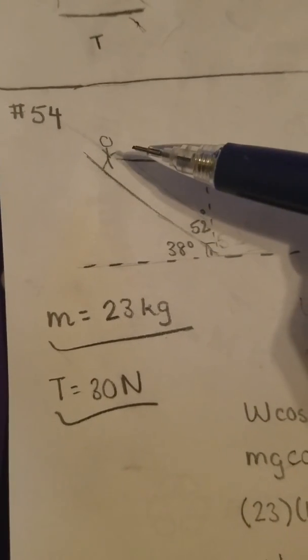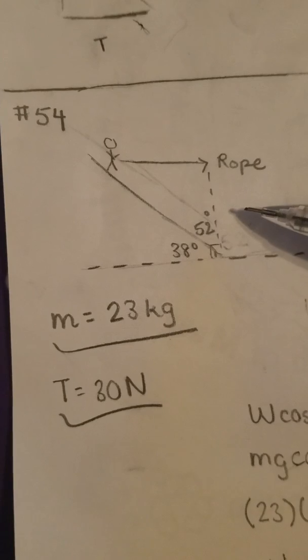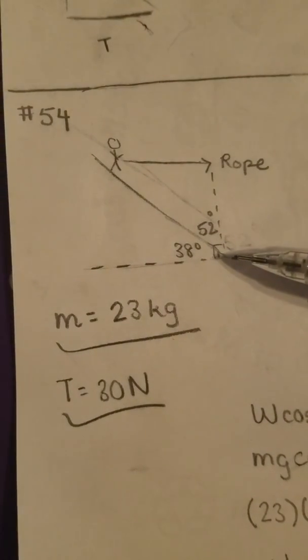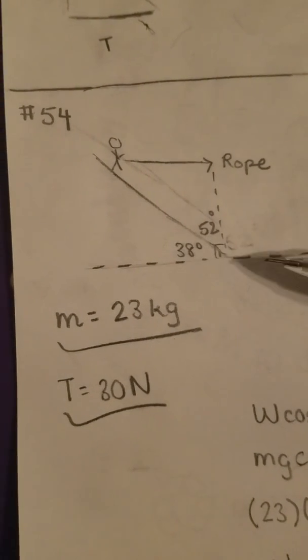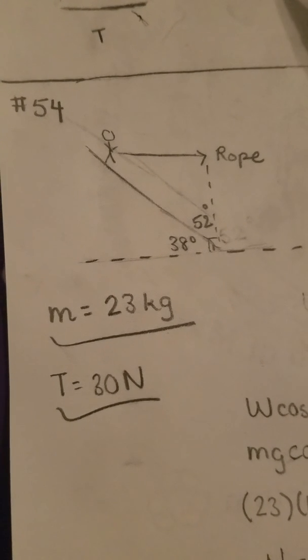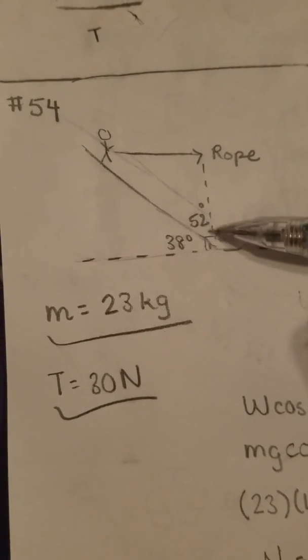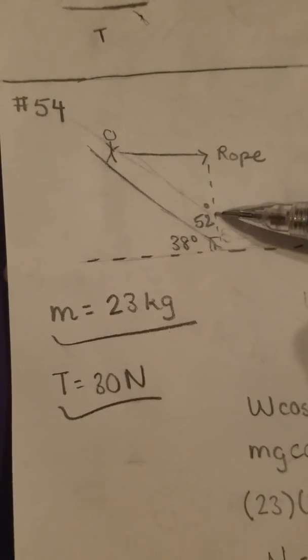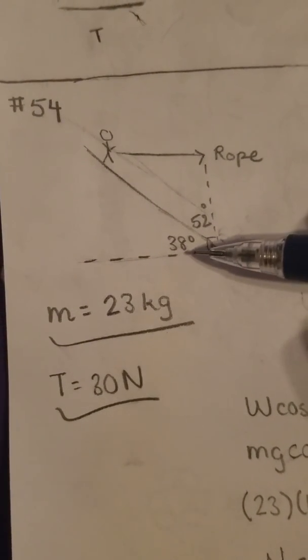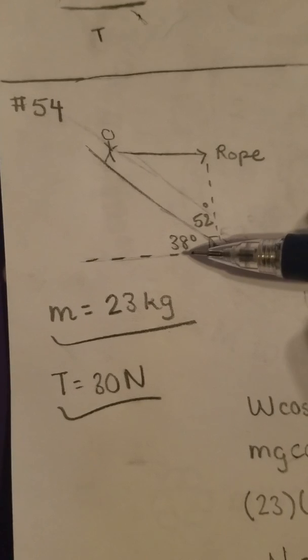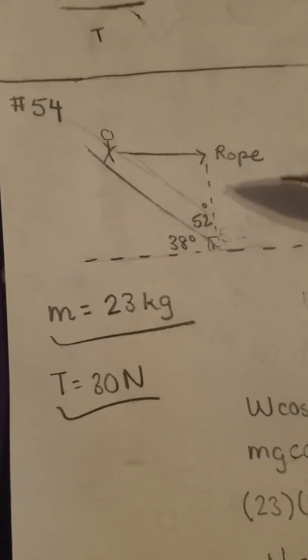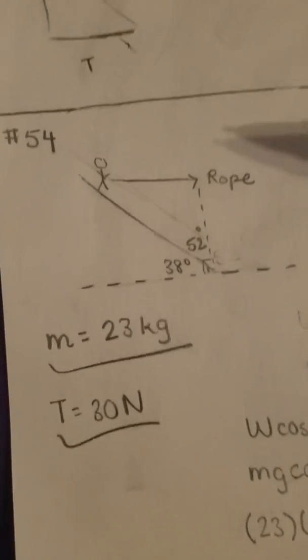Here's a crude little drawing of the kid, our horizontal rope, and the slide that forms an angle of 38 degrees with the ground, assuming it's perfectly horizontal. I just went ahead and dropped a line down from the rope and marked this angle right here, 52 degrees, because that's a right angle forming with the ground, and complementary angles add up to 90 degrees.